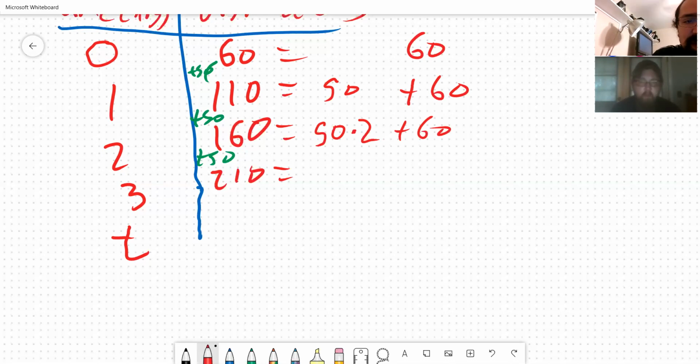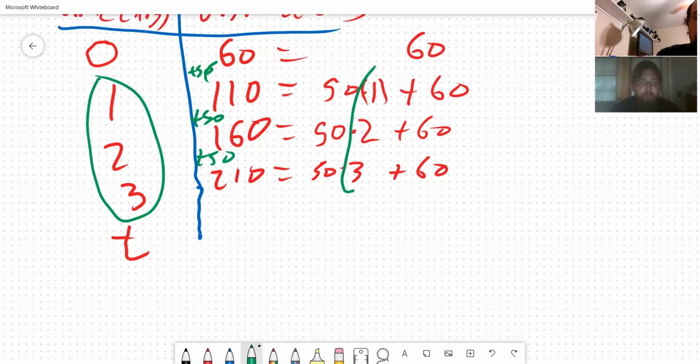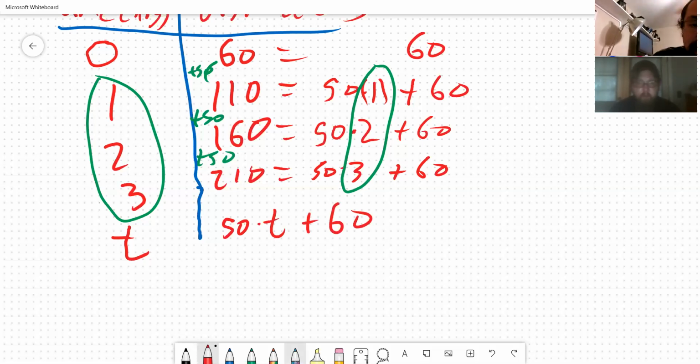Can you predict what this is going to look like after 3 hours? 50 times 3 plus the 60. Very good. Going back over here, any number times 1 is itself. Now look at this pattern. By observing this pattern, can you outline what the distance would look like after t hours? The distance equals 50 times t plus 60. Very, very good. That's excellent. That's a huge achievement. Congratulations. Pat yourself on the back. Good job.